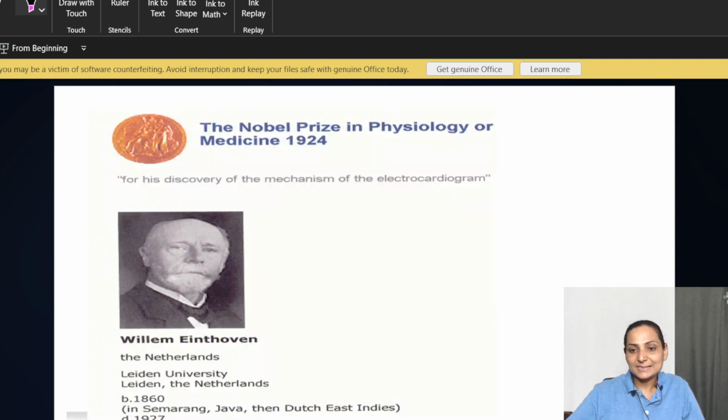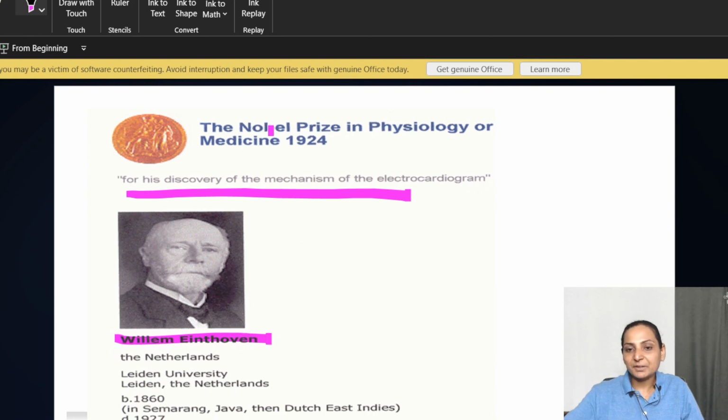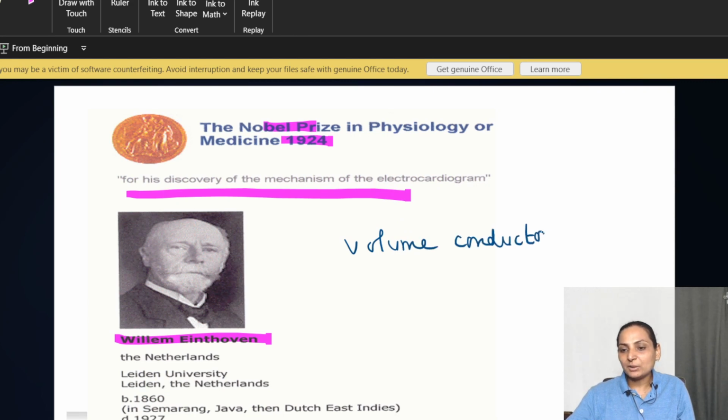Now, what is the basis? This was discovered by William Einthoven, who received the Nobel Prize in Physiology or Medicine in 1924. It is one of the most valuable non-invasive methods of determining the condition of the heart. So understand what the body is. A body actually behaves as a volume conductor. That means the body is made up of body fluids, and there are lots of electrolytes.